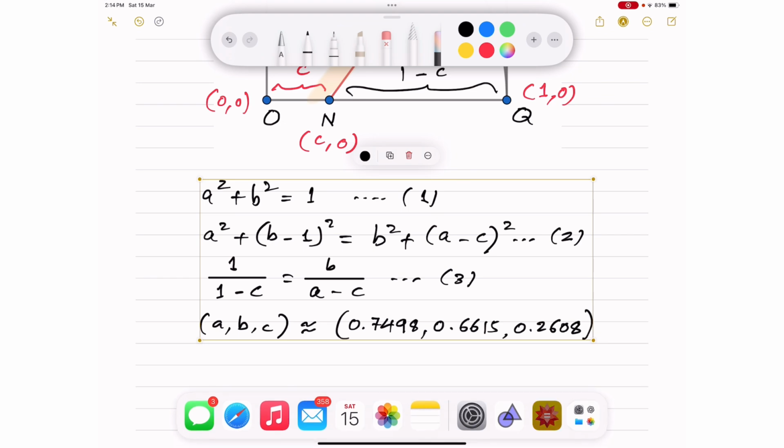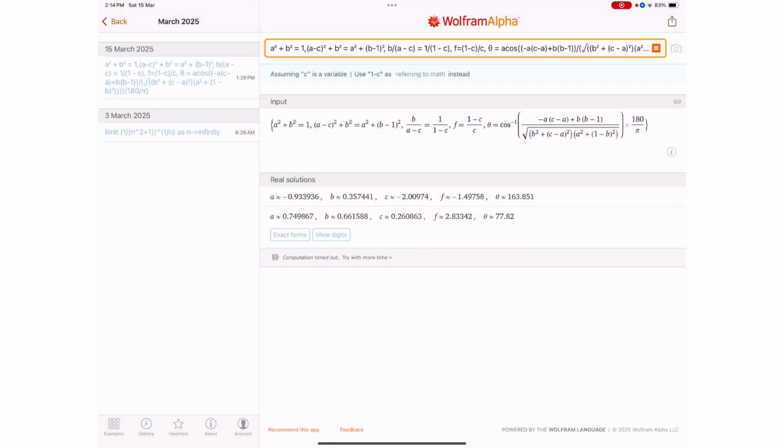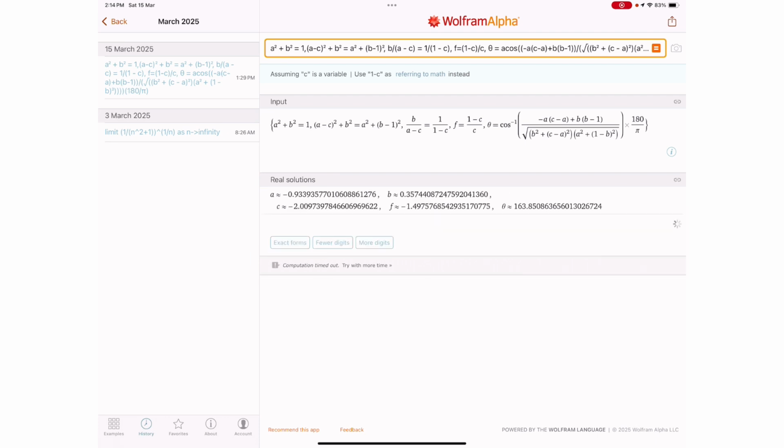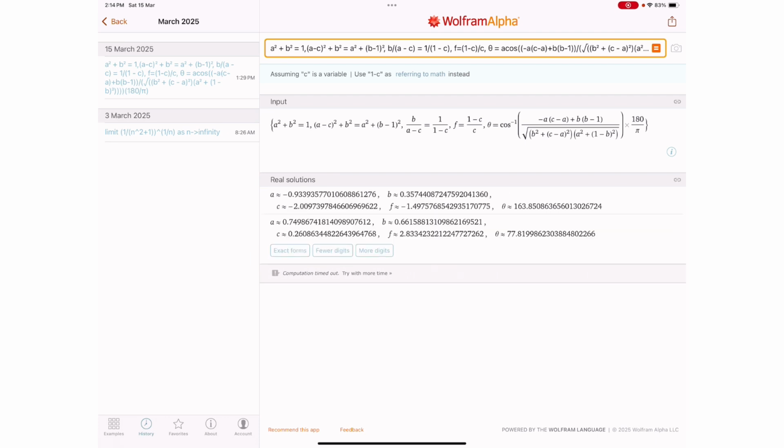Let me go back to Wolfram Alpha. I can use more digits here, and then you can get better accuracy for these numbers, of course. Yes, there it is. Now we have A, a very good and excellent accuracy here. So we're going to use that.